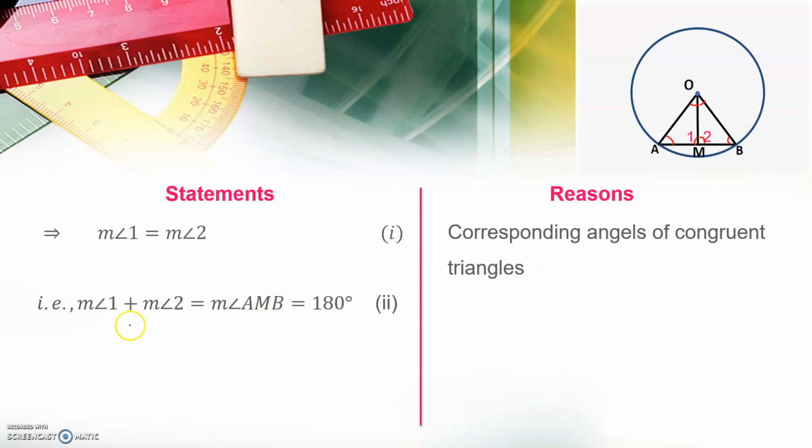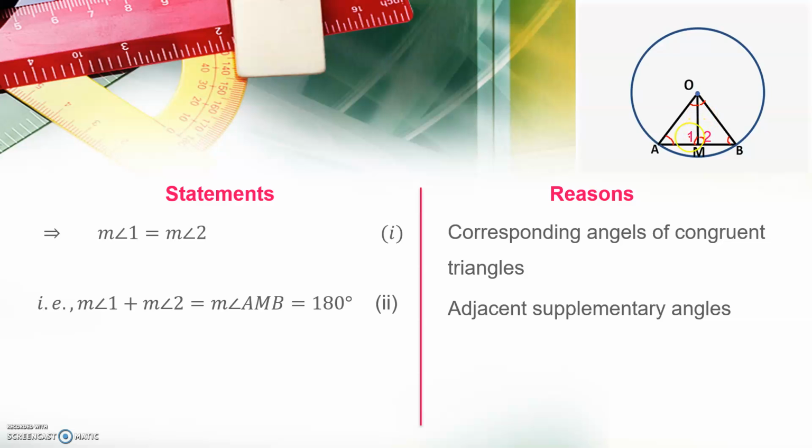Now we can write it as measurement angle 1 plus measurement angle 2 is equal to measurement angle AMB. That is, AMB is the angle on the straight line, equal to 180 degrees. And the reason is adjacent supplementary angles. Students, what are the adjacent supplementary angles? Adjacent supplementary angles are two angles that share a common side, lie on a straight line, and their sides that are not common lie on a straight line. And as we know, the sum of the angles on a straight line is 180 degrees.